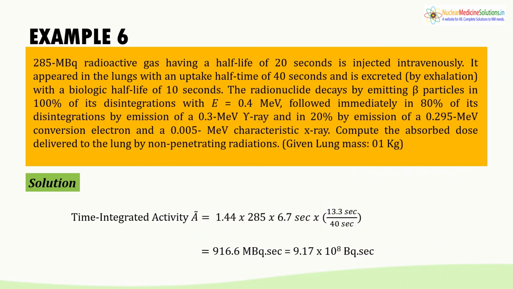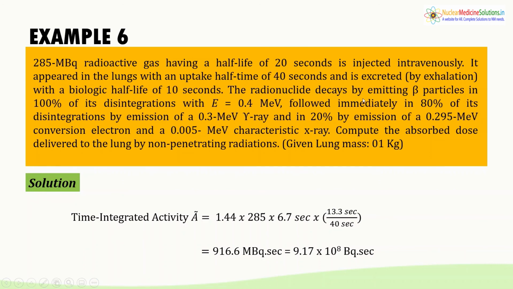This is the same example which we have already done previously, where we calculated the equilibrium absorbed dose constant and the cumulative activity. Combining both examples in one, the question becomes like this: 285 MBq of radioactive gas having a half-life of 20 seconds is injected intravenously. It appeared in the lungs with an uptake half-life of 40 seconds and is excreted with a biological half-life of 10 seconds.